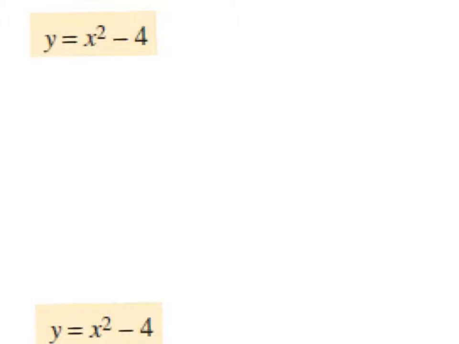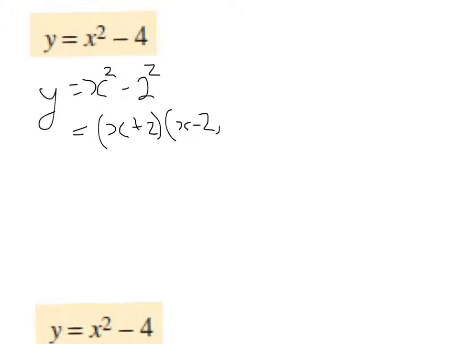Instead, what I'm going to do is rewrite the equation using factorization. You can see there that y is equal to x squared minus 4 is actually the same as y is equal to x squared minus 2 squared. Now this is what we call the difference of two squares, and if you remember from your factorization, this factorizes into x plus 2 and x minus 2. And if you don't believe me, you can expand it out and see if it works. It will.